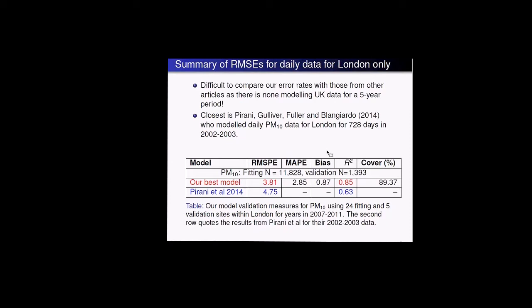We also wanted to compare with work from other people, but it is difficult to compare our error rates with those from other articles, as there is no modeling of UK data for a 5-year period. The closest we found is a paper by Pirani et al. in 2014, who modeled daily PM10 data for London for 728 days during 2002 and 2003. If we use data from London only, using 24 fitting sites and 5 validation sites within London, our root mean square predictive error is 3.81 compared to theirs of 4.75. That's for their data, so strictly it is not comparable, but that's the closest we got.